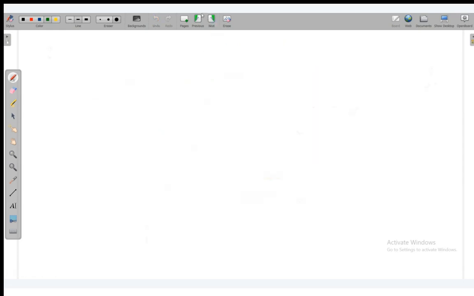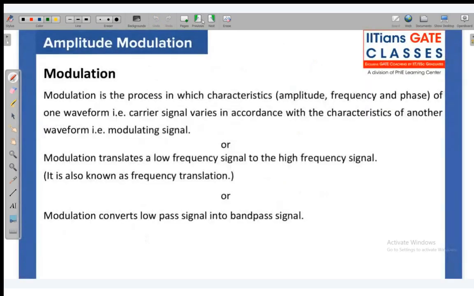Now we move forward. This is our first demo session, so before going deep into amplitude modulation, we are first understanding what modulation is. What do you mean by modulation? How do we perform modulation? That we have to understand. So modulation is the process in which the characteristics of one waveform, that is the carrier wave, vary in accordance with the characteristics of another waveform, that is the modulating signal.